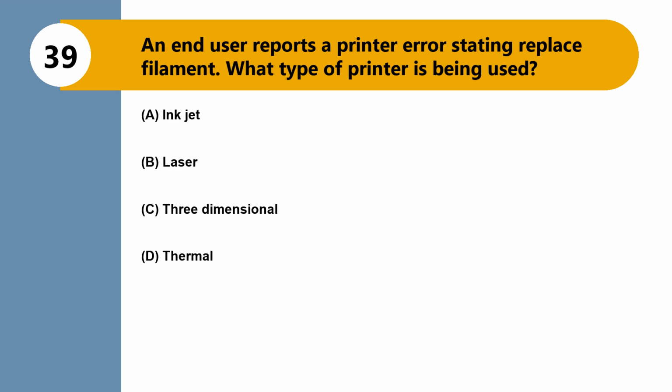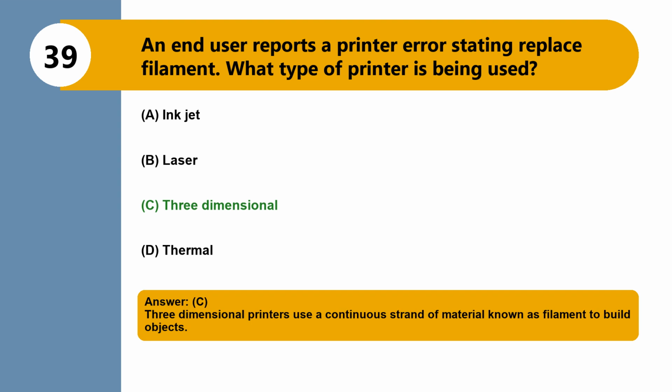Question 39. An end user reports a printer error stating replace filament. What type of printer is being used? Option A, inkjet. Option B, laser. Option C, three-dimensional. Option D, thermal. The correct answer is option C, three-dimensional. Three-dimensional printers use a continuous strand of material known as filament to build objects.